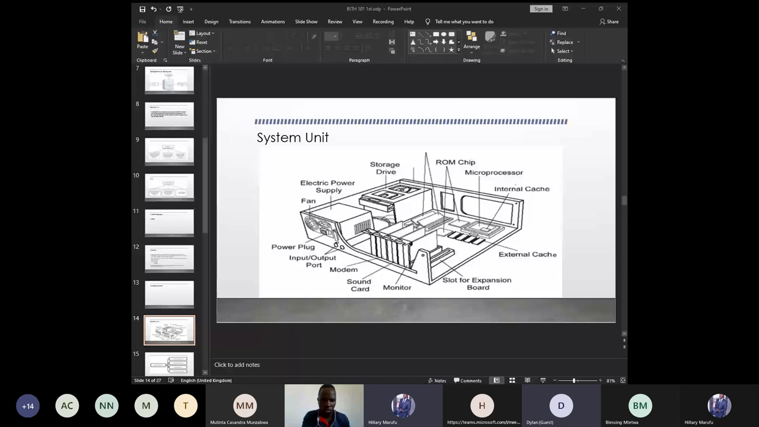A modem, its job is to convert digital data into analog data and vice versa. That's correct. Modem stands for modulator demodulator.